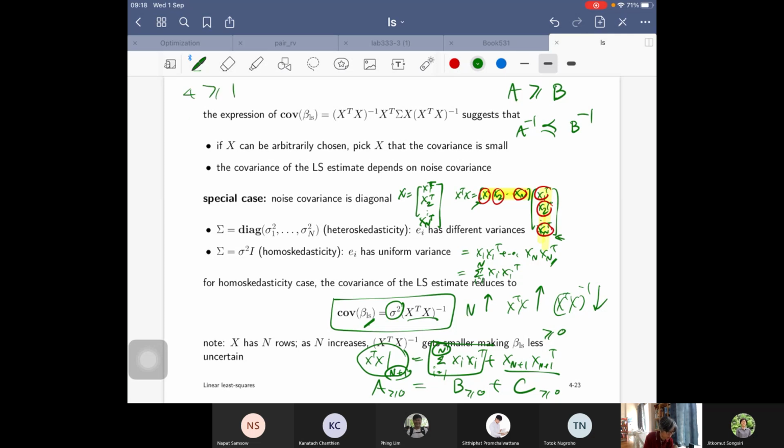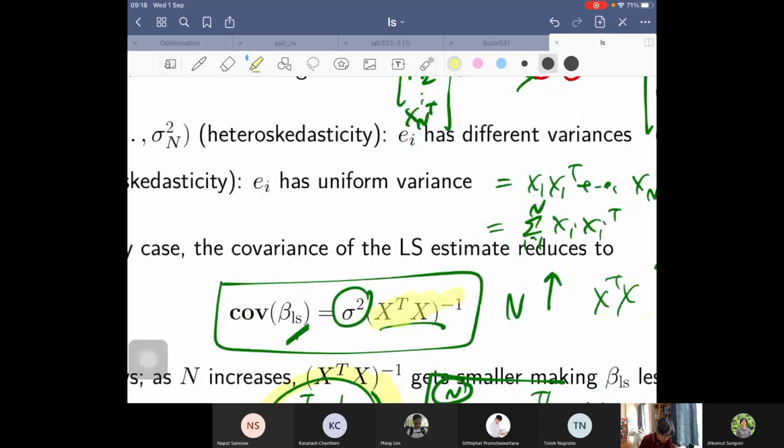4 is bigger than 1, so 1/4 is less than 1. Just like the scalar case. Which means when you have more data points, the term, when you take the inverse, is going to be less. Less in the matrix sense. Which means when you have more data points, this term is less, and that gives you a smaller covariance matrix in beta hat.